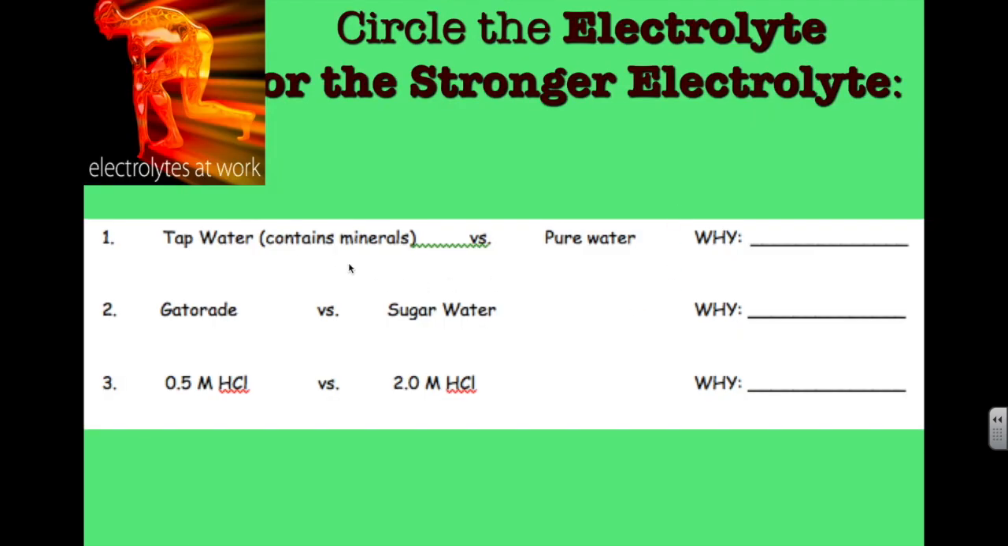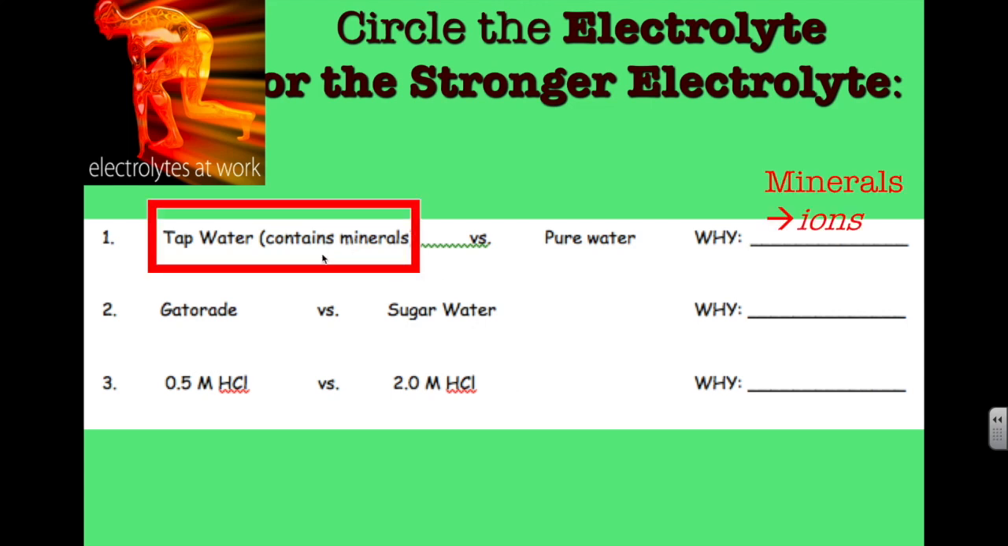So tap water versus pure water. Which one is going to be the stronger electrolyte? Well, that would be tap water because it has minerals. Those minerals make the ions. Gatorade or sugar water? Well, Gatorade, because they actually add some salt into there to give you some electrolytes, but that salt ends up making you kind of thirsty.